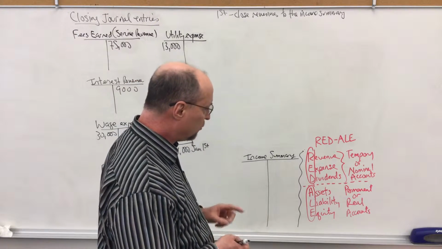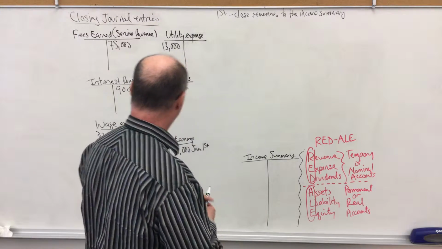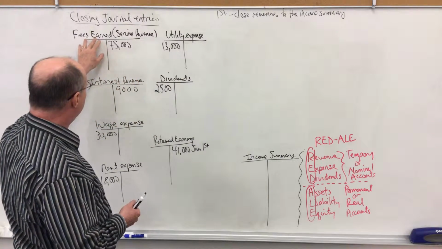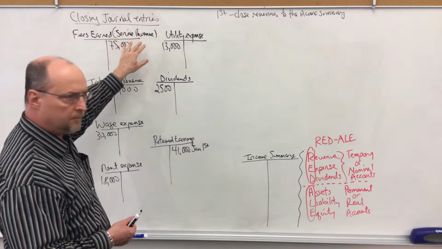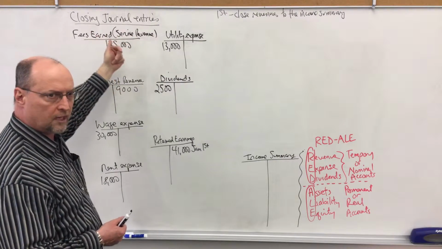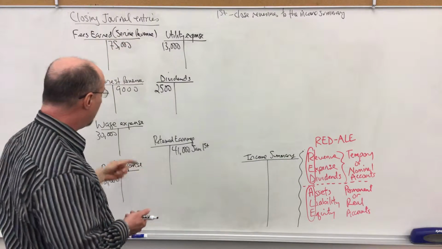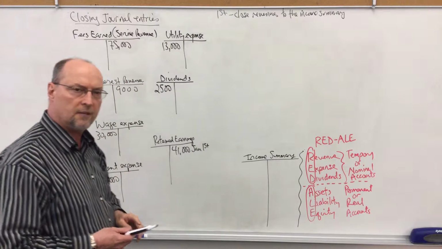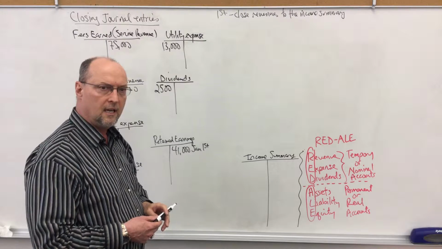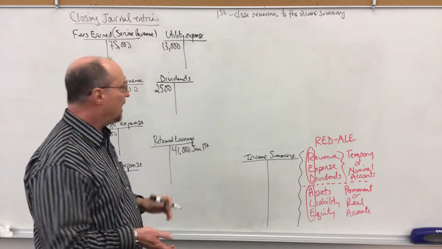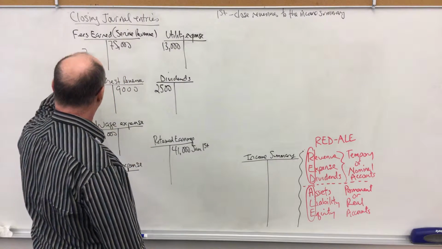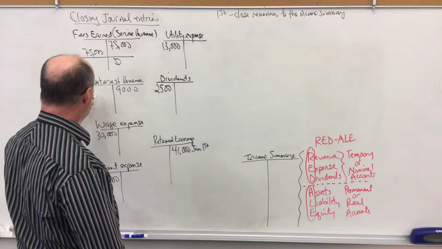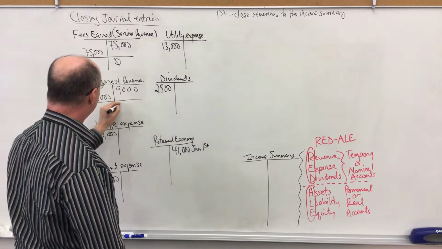So the first closing journal entry is to close out our revenue accounts, and we have 2 revenue accounts. We have fees earned or service revenue. This is the service we provide to our customers. This is our primary source of income. And we also earn some interest revenue. Revenue accounts have a normal credit balance. So to close out a revenue account, I'm simply going to debit it. By debiting fees earned, it now has a zero balance. Same thing with interest revenue.